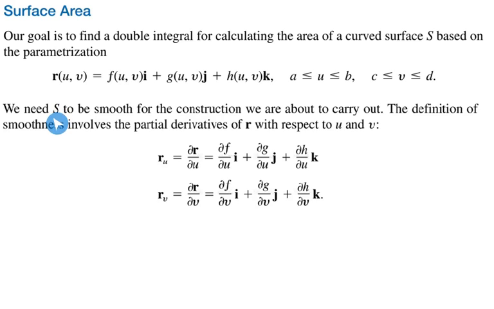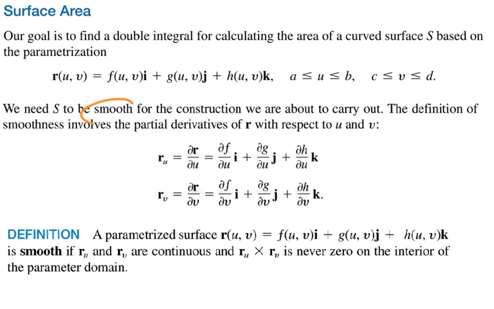In order for us to do this, we need this S surface to be smooth. And the definition of smoothness involves these two partial derivatives. So taking the partial of R with respect to U and R with respect to V. And this looks pretty typical to what you might expect. We can use the two different notations, R sub U or partial R with respect to U, either way. And so we would just take the partial derivative of each component in R sub U with respect to U and in R sub V with respect to V.